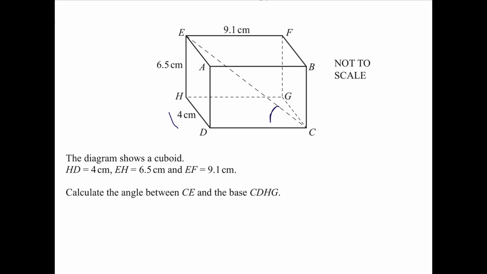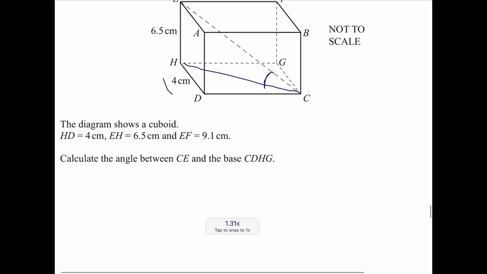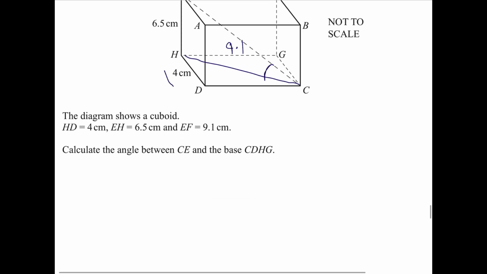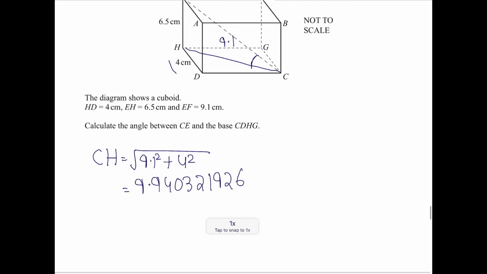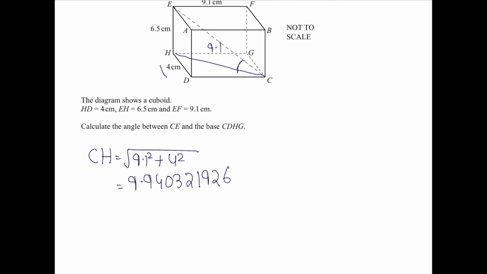Alright, now what I would do is I would use tan, and for tan I need opposite over adjacent. Opposite is EH, which is given as 6.5, but I need to find this length, which is basically CH. How would I find it? Since this is 9.1, I could basically use Pythagoras theorem. Square root of 4 squared plus 9.1 squared. That would give me basically 9.9403 1926. Alright, that's basically the length of CH.